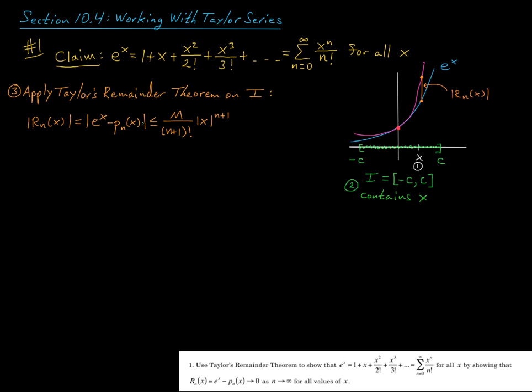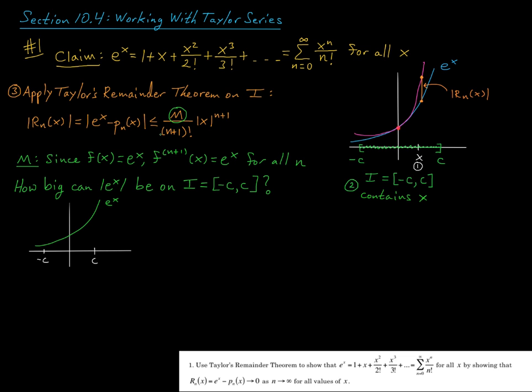All right, then what am I going to do? I'm going to apply Taylor's remainder theorem on this interval. Now here the remainder theorem says that this difference of e to the x and Pn of x in absolute value is bounded above by M over n plus 1 factorial times |x minus a|, but here a is 0, so it's just the absolute value of x raised to the n plus first power. Now how do we find M?